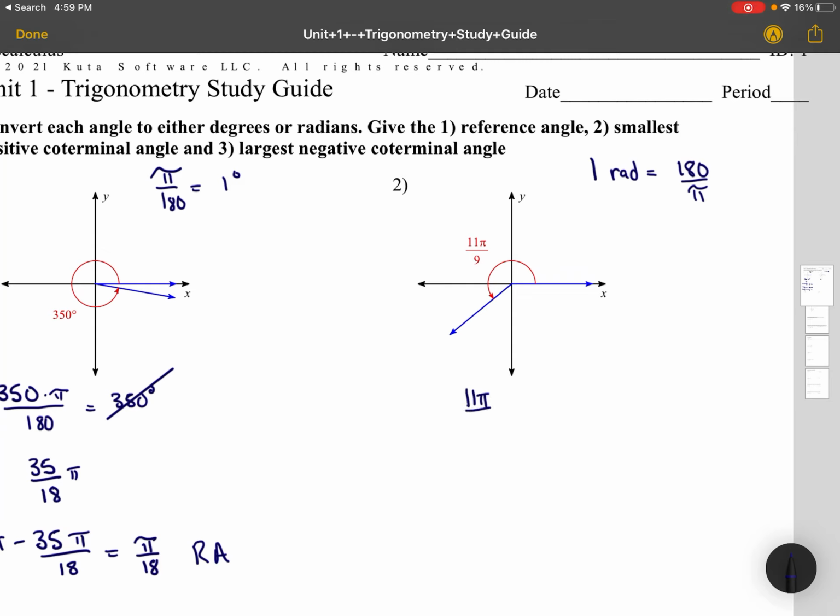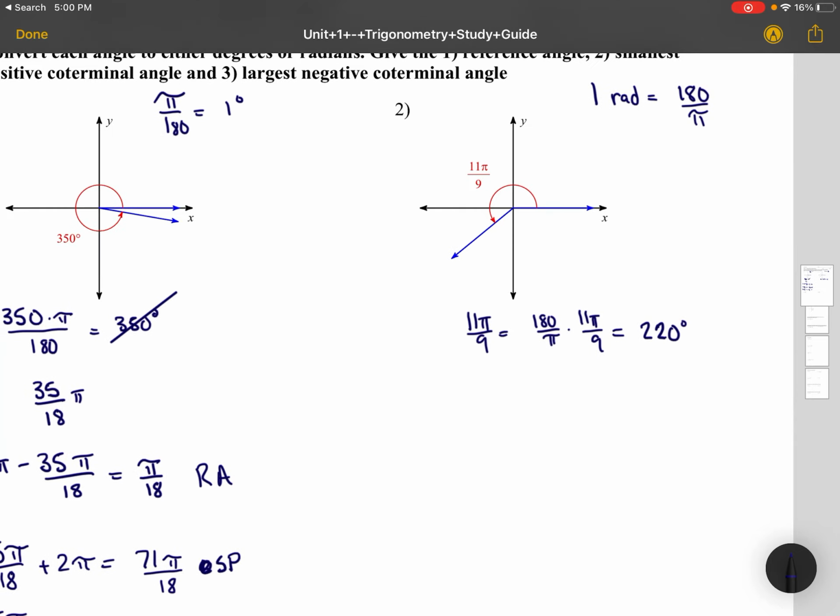So now we're going to multiply both sides by our angle in radians. So we're going to have 11 pi divided by 9 is 180 divided by pi times 11 pi over 9. If you throw that into a calculator, let's see. That should be 220 degrees, I'm pretty sure. 180 times 11 divided by 9 is 220. So that is equal to 220 degrees. Cool. So we converted the angle to degrees.